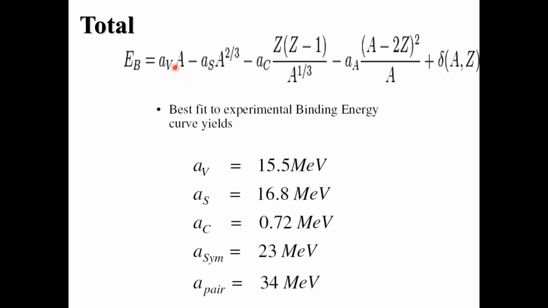These are the values of the constants in the case of the volume term, Coulomb term, surface term, asymmetry term, and the pairing term. These are the best fit to the experimental binding energy curve.